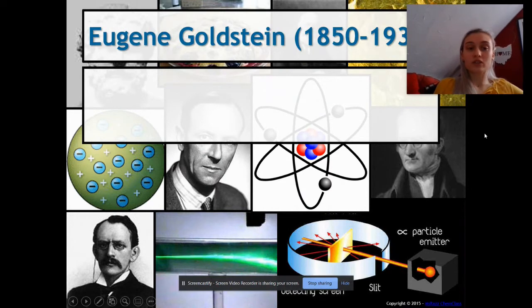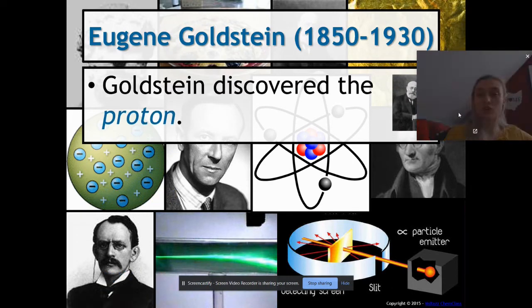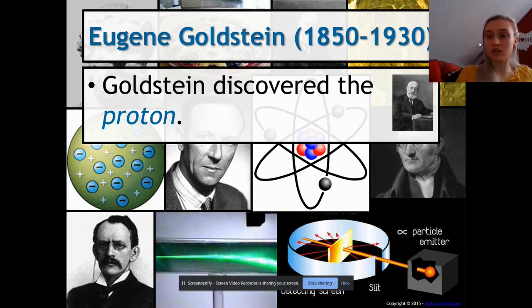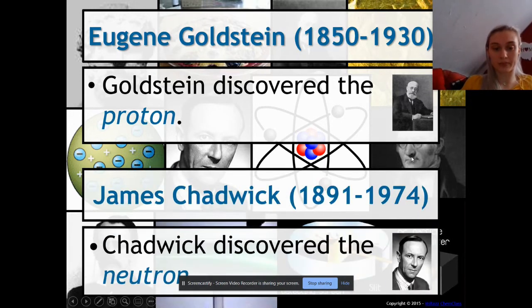So next we have Eugene Goldstein. So I'll move my head so you can read that date. And so Goldstein, this is the last particle to be discovered, was the proton, and he is the one that discovered that. And then we have James Chadwick, who discovered the neutron, okay, because we have that.